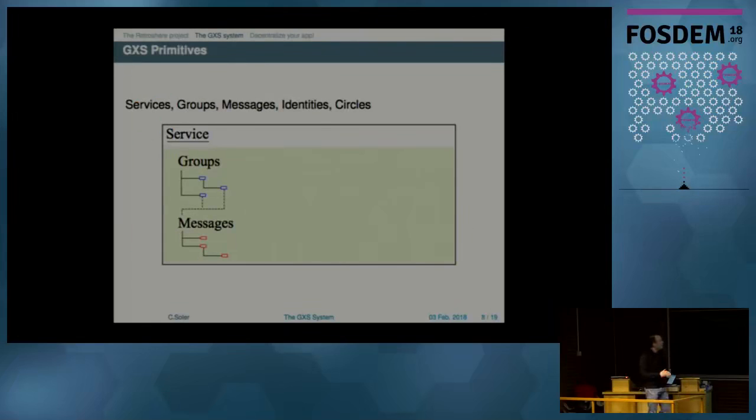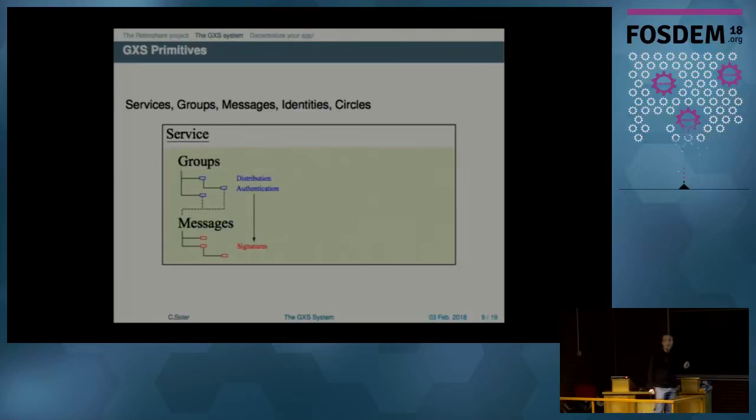So that works as I will describe now. We have these 5 things: services, groups, messages, identities, and cycles. A service is, for instance, a forum, which would explain it. Services distribute 2 things, groups and messages, which are hierarchical objects, right? And they differ by the following.